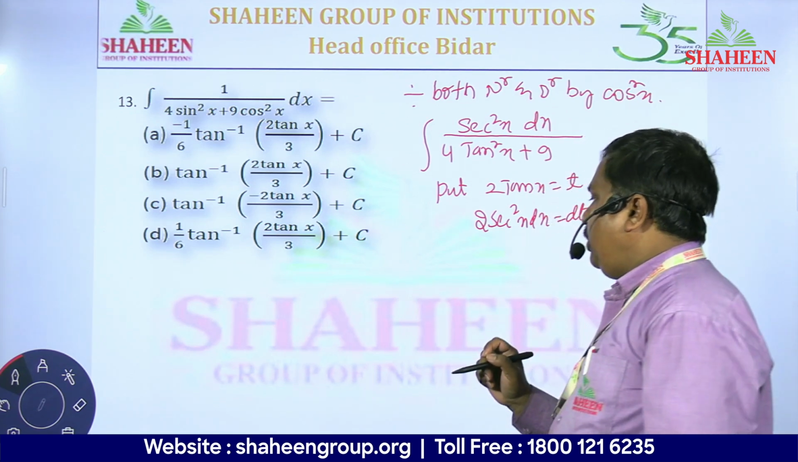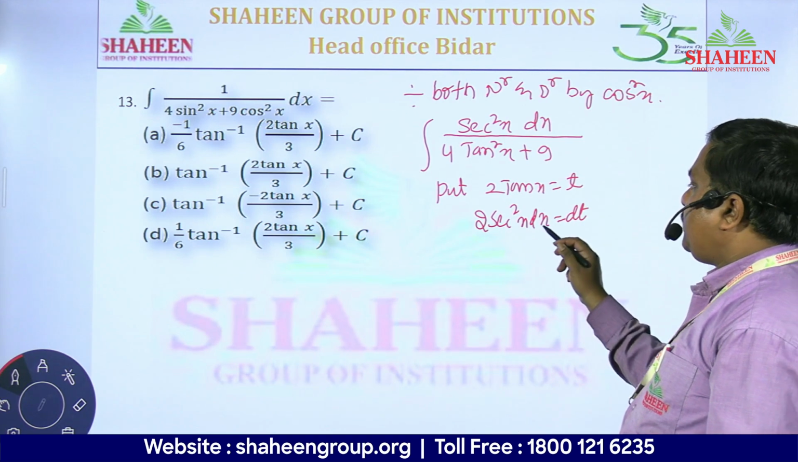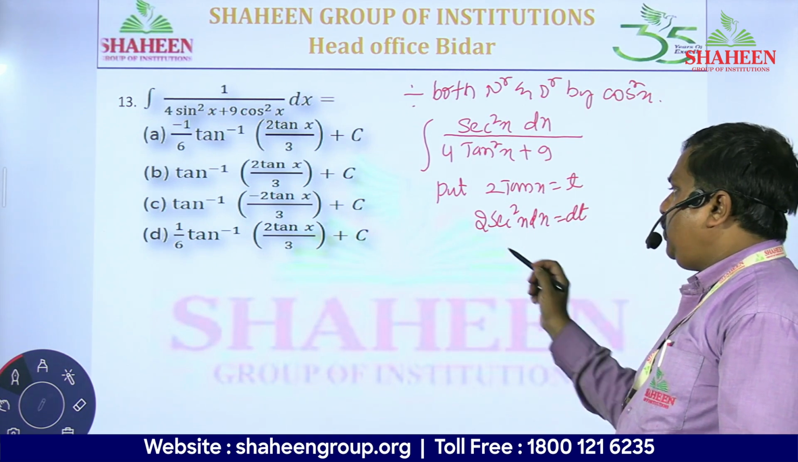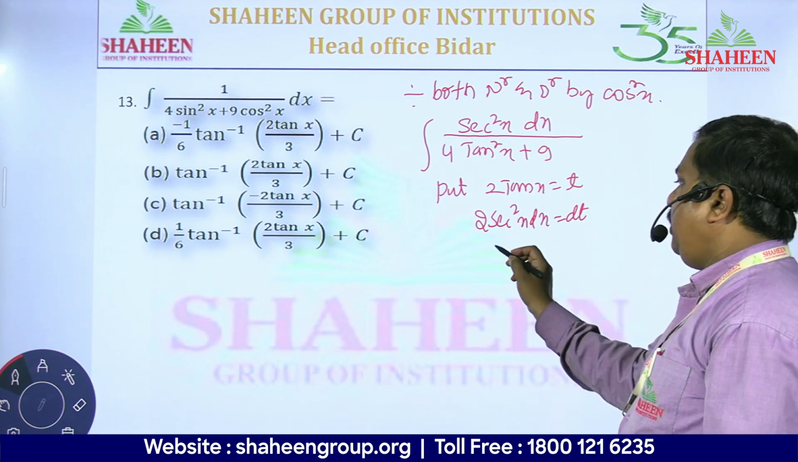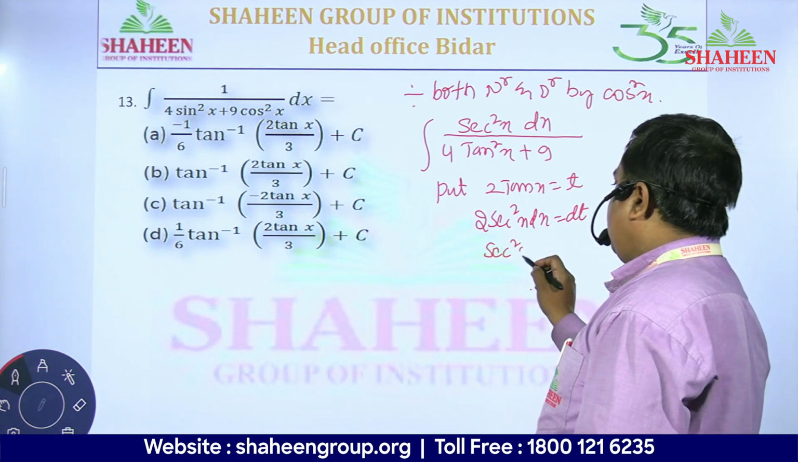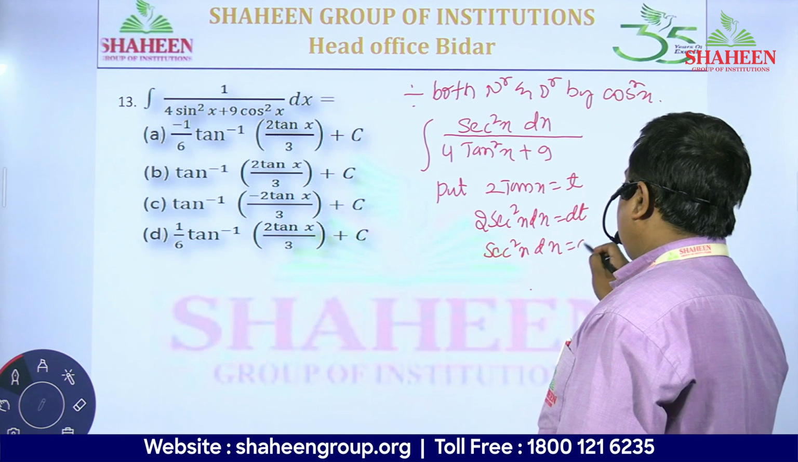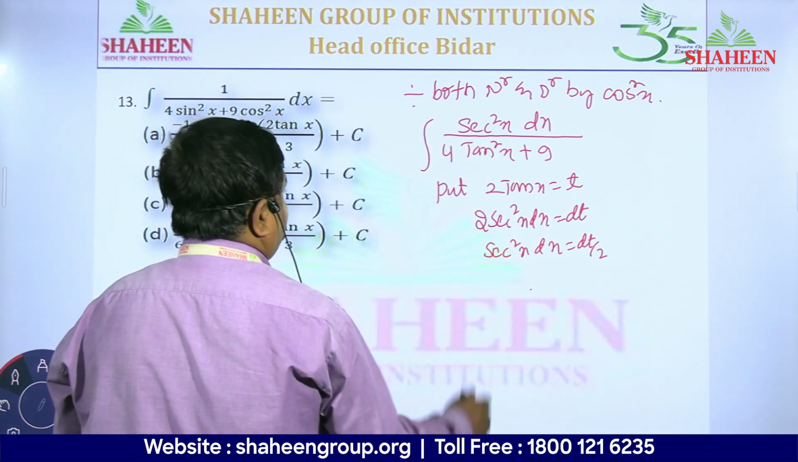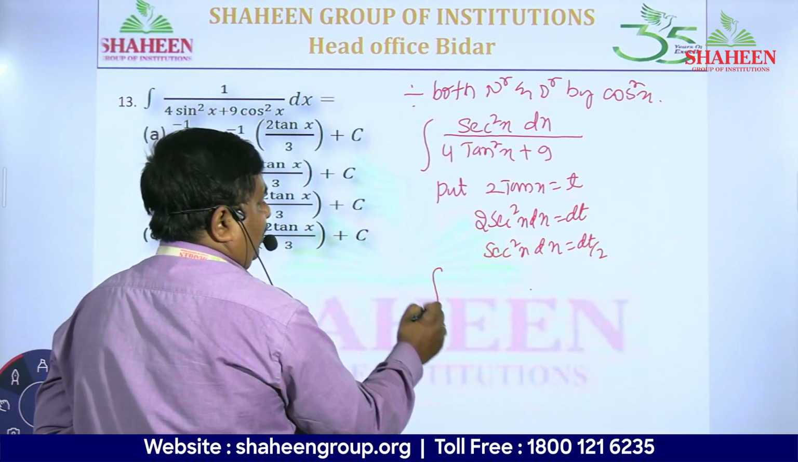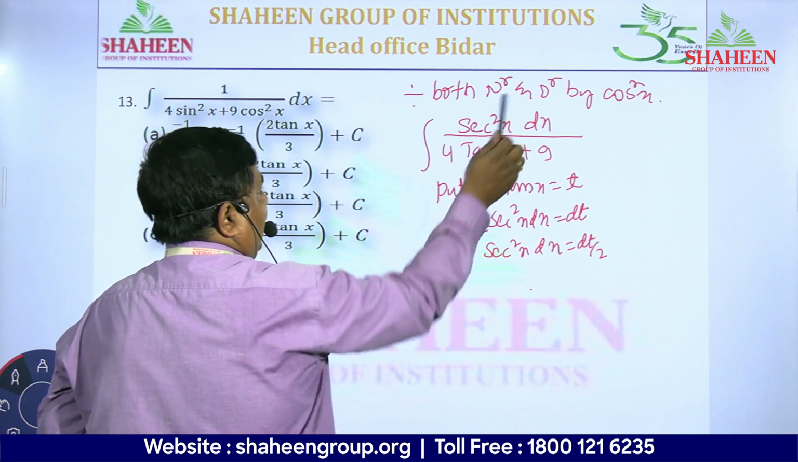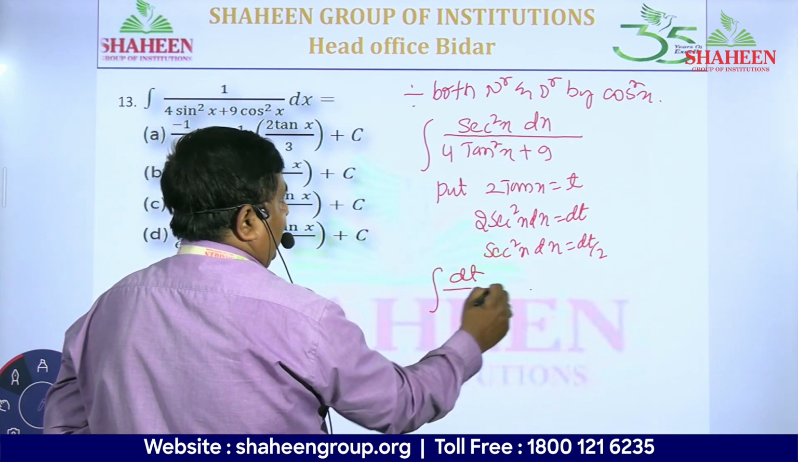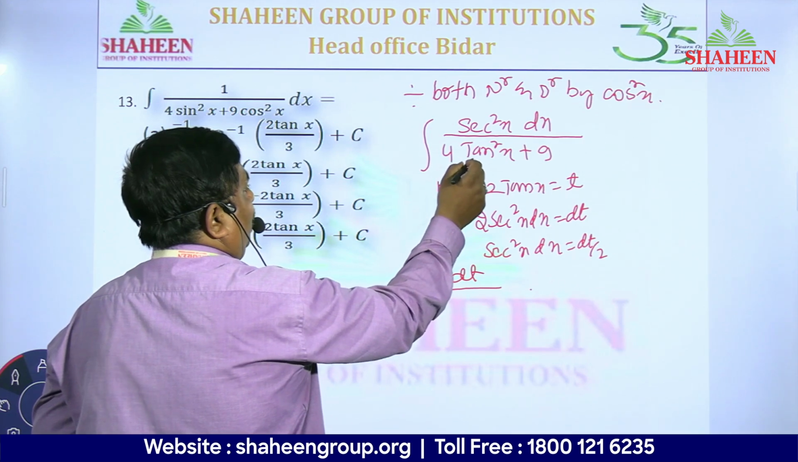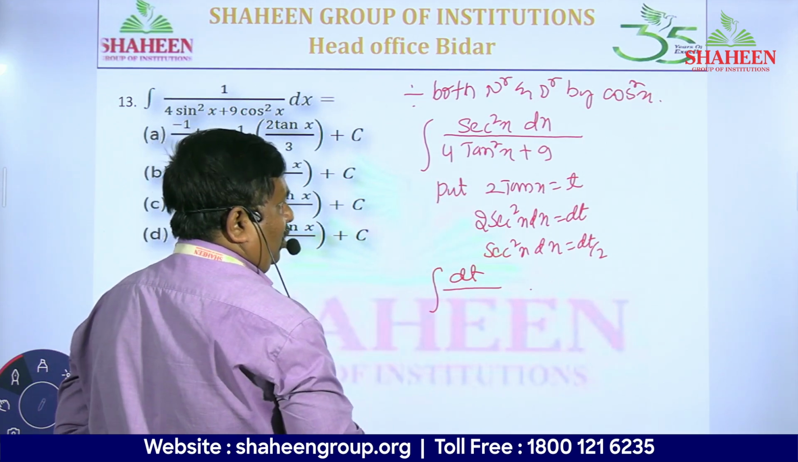And what is the numerator? The numerator is only sec square x dx. Taking the 2 to the RHS, sec square x dx is equal to dt by 2. Let us substitute this in the given integral. Then sec square x dx becomes dt by 2, divided by 4 tan square x.